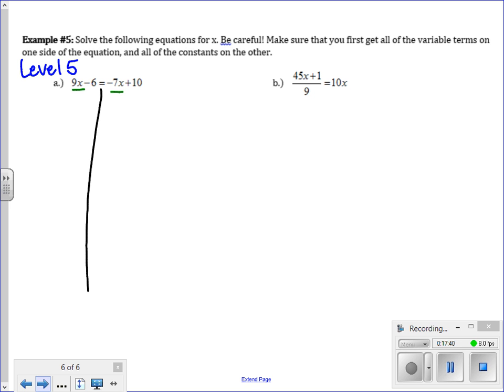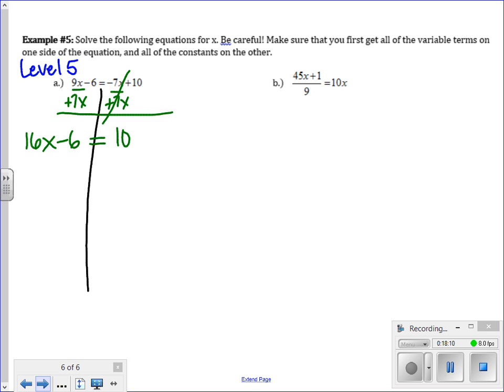And I'm going to add 7x. I have -7x on the right, so I'm going to add it to make it go away from the right. So I'm going to add it on both sides. So the x's cancel off from the right. So now on the right, I only have a 10, which is a good thing. On the left, I have 9x plus 7x, which is 16x, and then a -6.